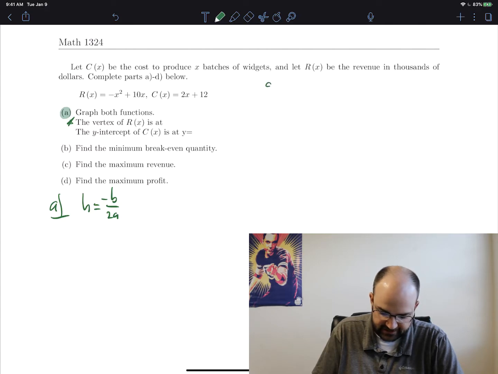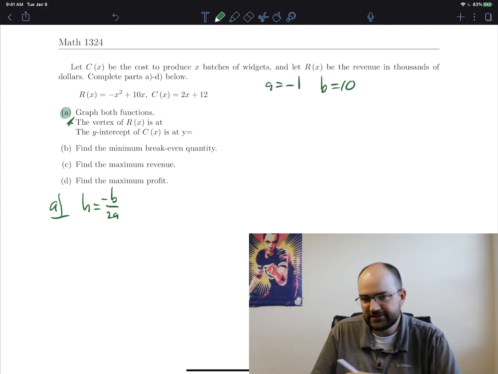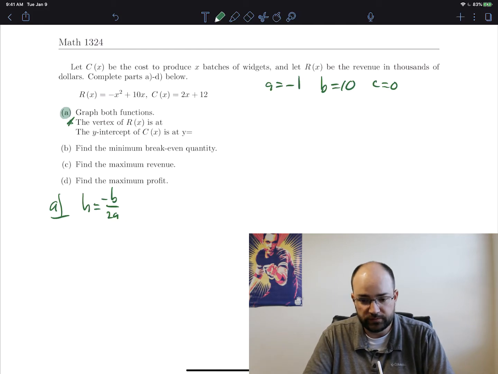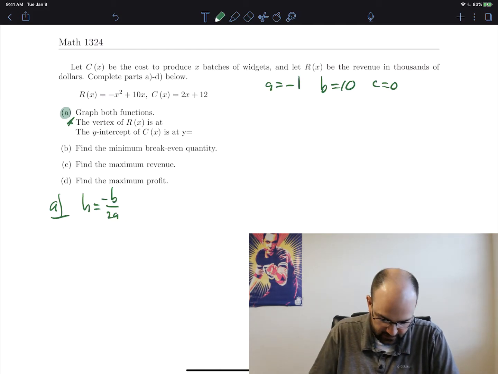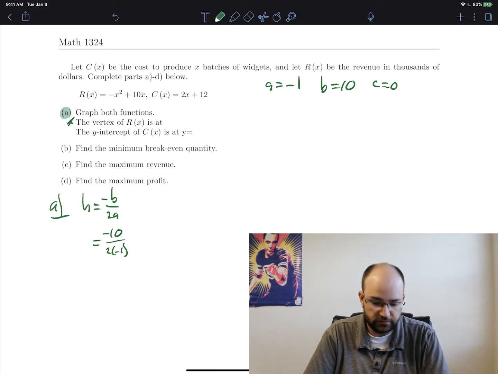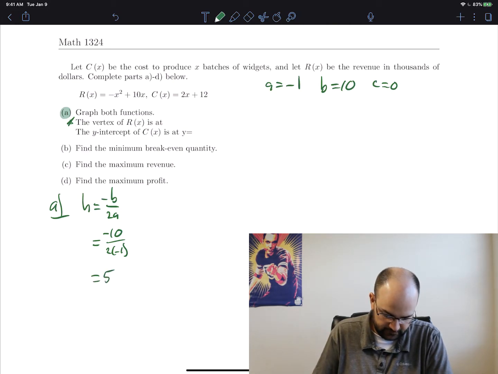So for R of x, A is -1, B is 10, and notice that there is no constant at the end. That means that C is 0. Its y-intercept would be 0. That's not what we're asked for, though. So plugging that in, that gives me -10 over 2 times -1. -10 over -2 makes that +5.